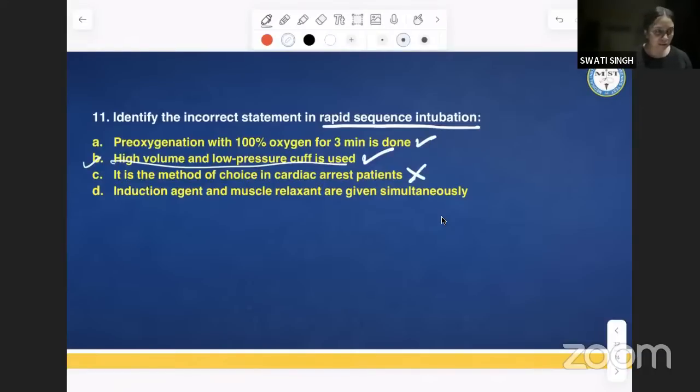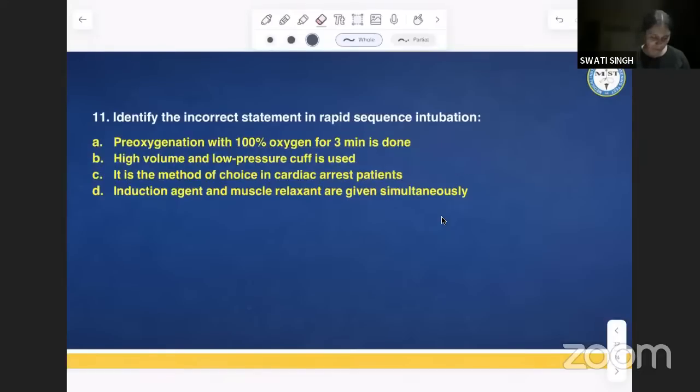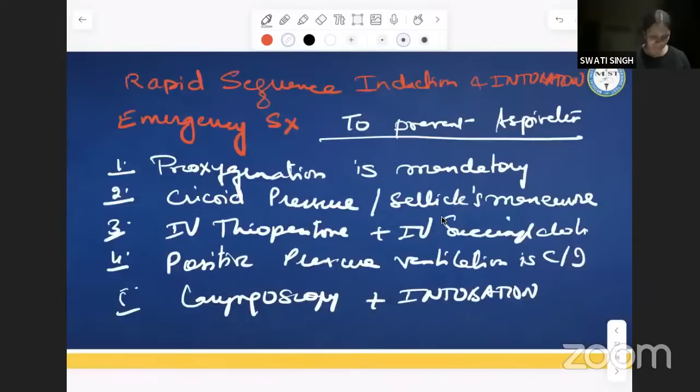So yes, Salman, your answer was correct. Atharva, Lily, Ishan, Jaya, all of your answers were correct. The answer is, it is the incorrect statement: it is the method of choice in cardiac arrest. Induction agent and muscle relaxant are given simultaneously. This is also a correct option. So which is the incorrect statement for rapid sequence intubation? It is the method of choice in cardiac arrest. No, this is the incorrect statement. So we have to remember these 5 steps of RSI.